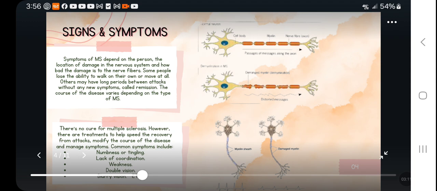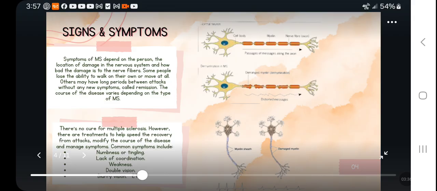Signs and symptoms. Symptoms of MS depend on the person, the location of the damaged nerve system, and how bad the damage is to the nerve fibers. Some people lose the ability to walk on their own or move at all. Others may have long periods between attacks without any new symptoms, called remission. The course of the disease varies depending on the type of MS.